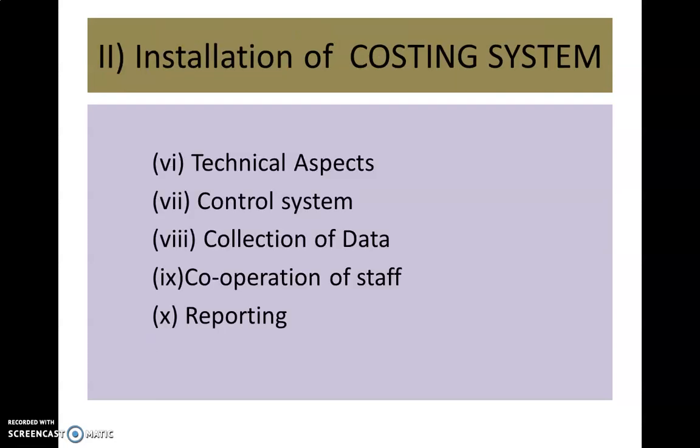So these are all the points we should note down while installing a costing system.